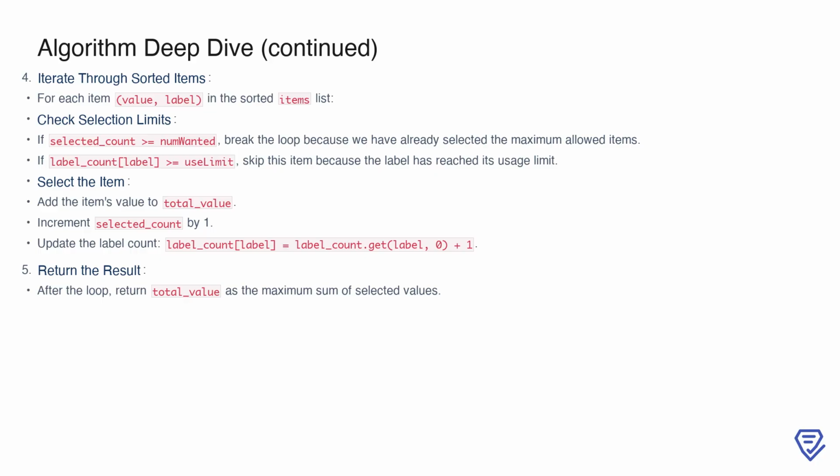If both constraints are satisfied, we select the item by adding its value to total_value, incrementing selected_count by 1, and updating the label_count dictionary for the item's label. Once the iteration is complete, we return total_value, which represents the maximum sum of selected values while respecting all constraints.